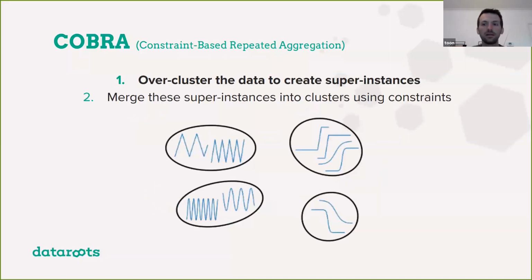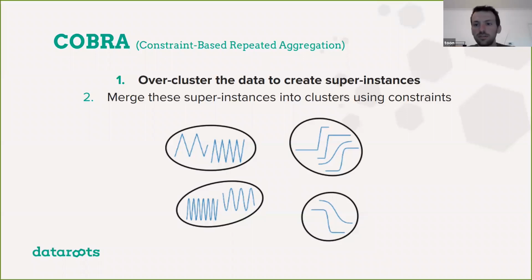Now I'll briefly describe the basic idea of COBRA. It's two simple steps. In the first step, we will overcluster the data to create what we call super instances. With overclustering, I just mean running a clustering algorithm with a number of clusters that we expect is too large for this data set. So for this toy data set, for example, I created 4 super instances here, but in a practical example, this would probably be a lot more.